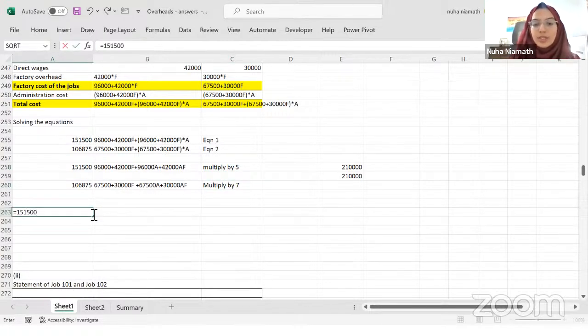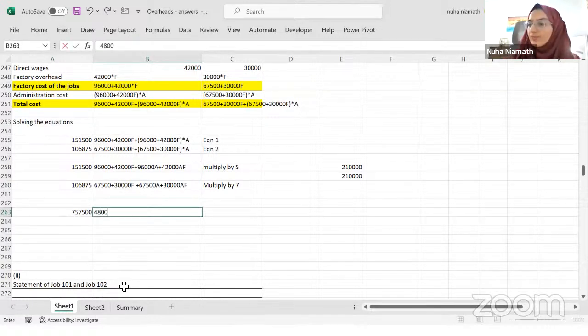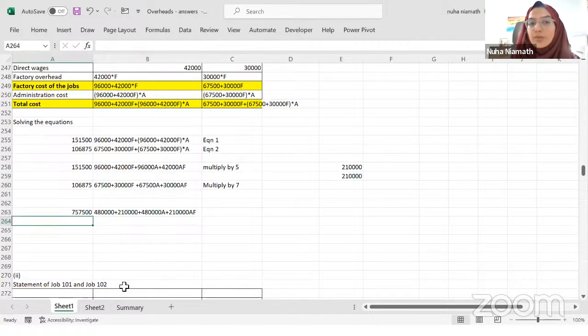151,500 into 5 is equal to, let's see, 96,000 into 5, 4,80,000 plus 2,10,000, which we have already calculated above, plus 4,80,000 A plus 2,10,000 AF. Okay, so this will become our first equation by multiplying it with 5.